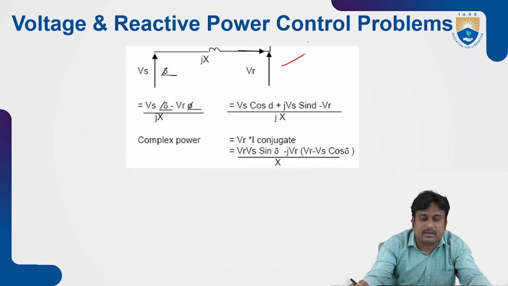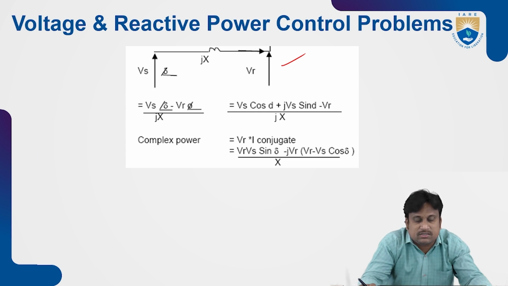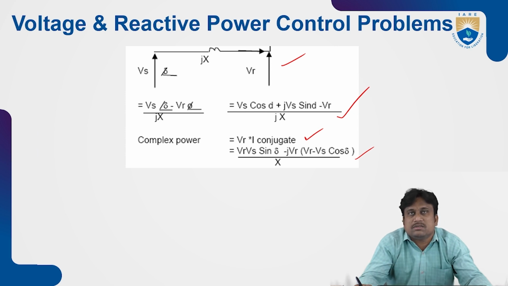So this is the line diagram, VS, VR. VS is at an angle of delta and they are connected by the line jX. So the current is VS at angle delta minus VR, divided by jX, that is VS cos delta plus jVS sin delta minus VR by jX. So complex power becomes VR times the conjugate of I, which gives VR VS sin delta by X minus jVR times VR minus VS cos delta by X. This is the complex power, with real and reactive coefficients.